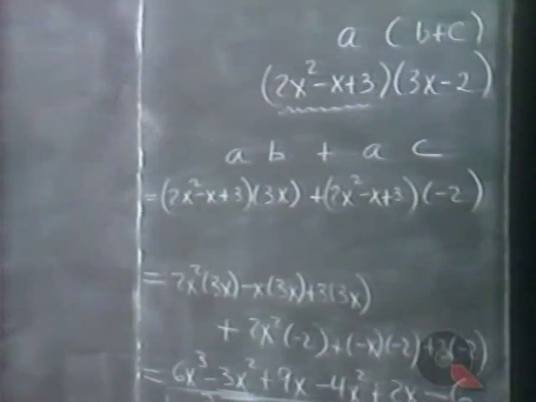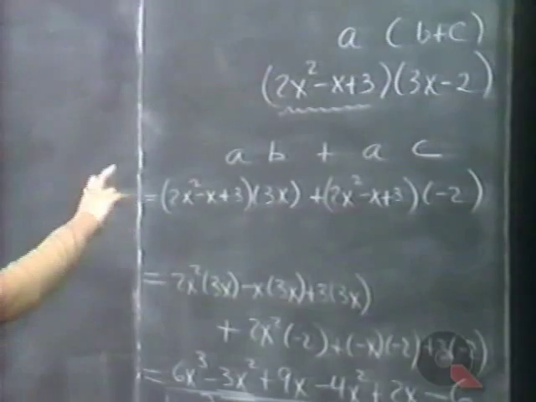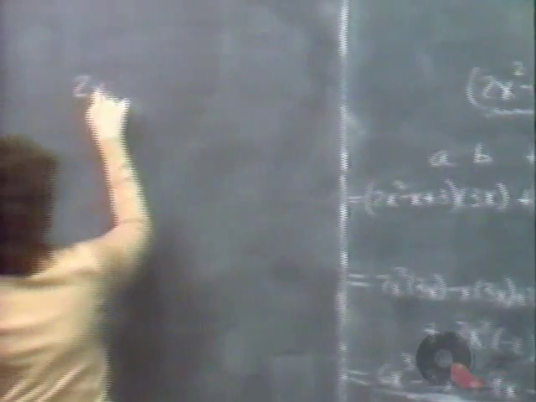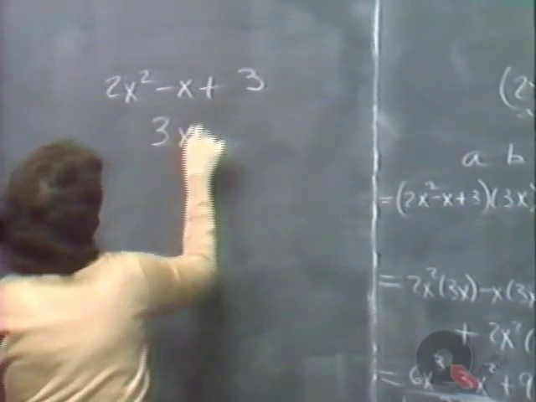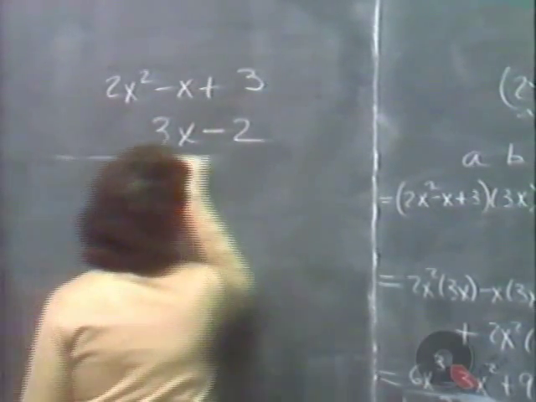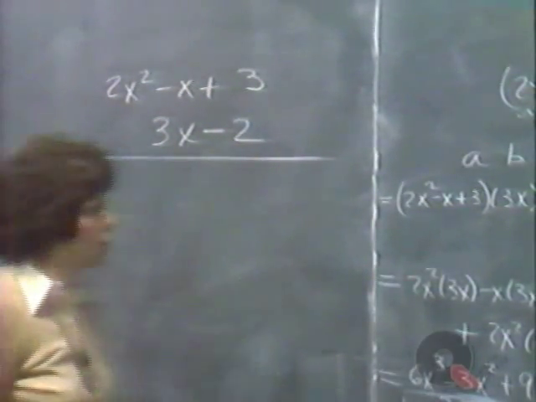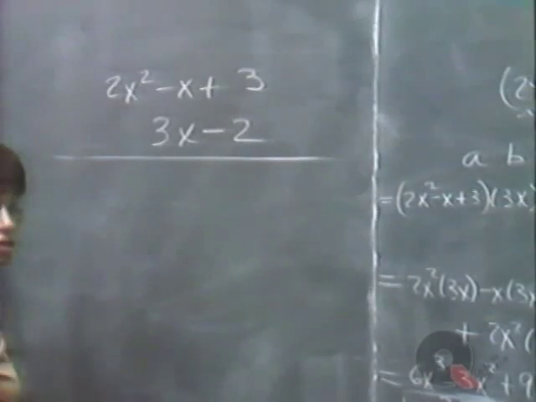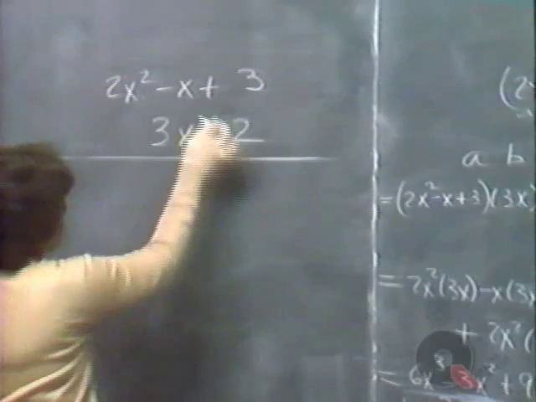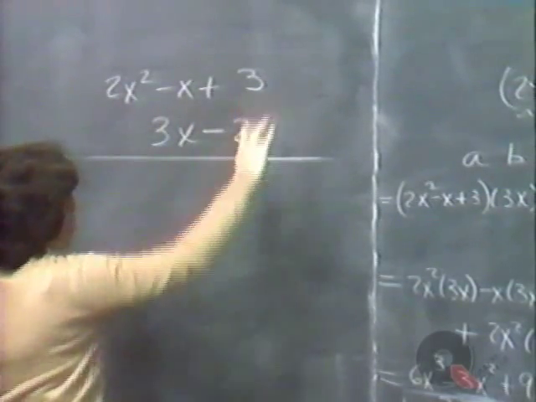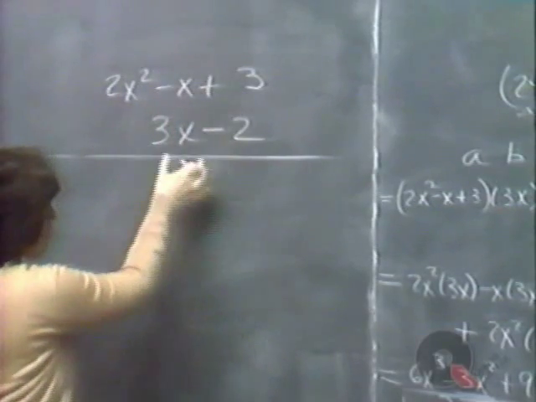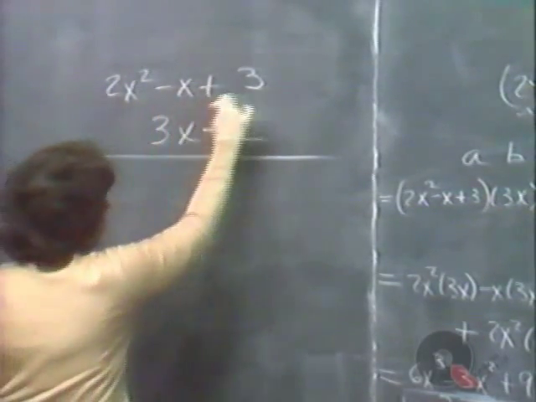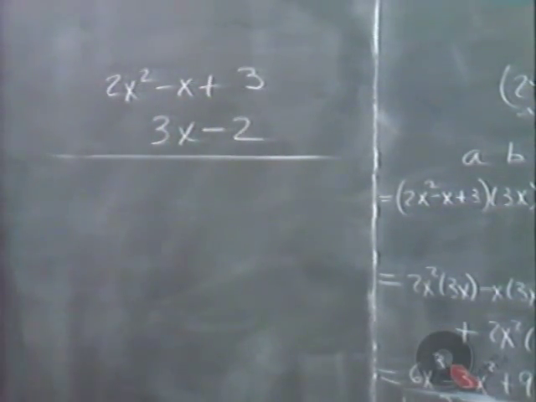Another way of handling this, you want to multiply 2x squared minus x plus 3 times 3x minus 2. Okay, we can write the multiplication in this form and sort of do like a long multiplication. First thing we can do is take this 3x and distribute it through the parentheses. What we're going to do is take 3x and multiply it by each term on top.